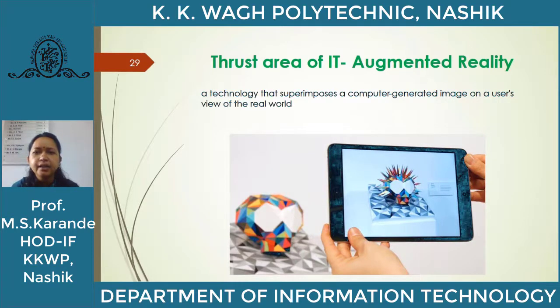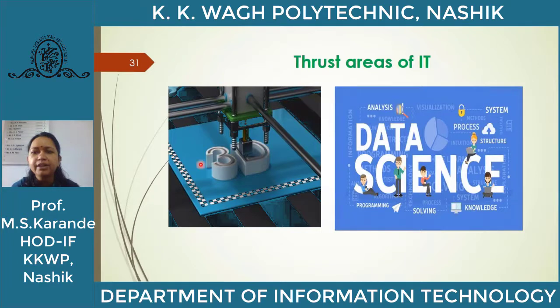Next thrust area is that, like here I am showing, 3D printing is there, right? And one more emerging field of IT is data science, right? Now currently, Facebook is there, Instagram is there, Google is there, everywhere our data is there, right? So data is there, but then what do we have to do with that data? In the coming years, data science will provide a lot of jobs.